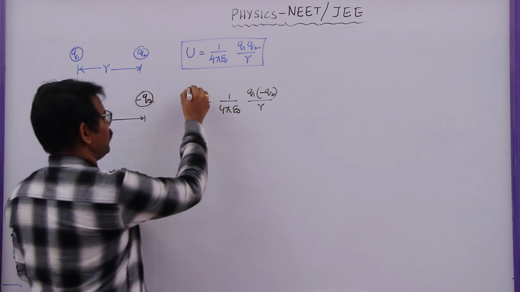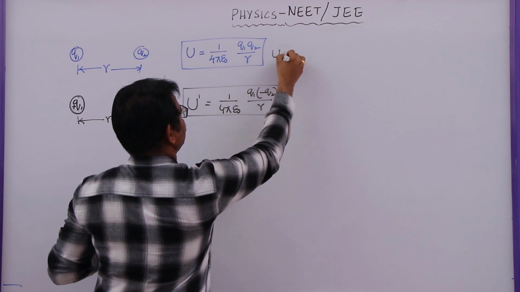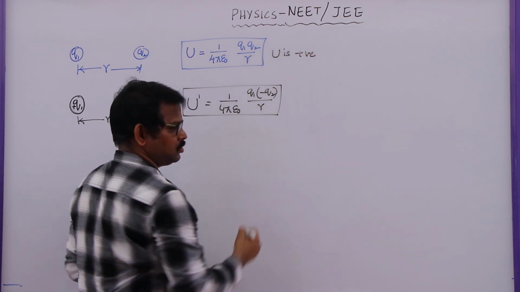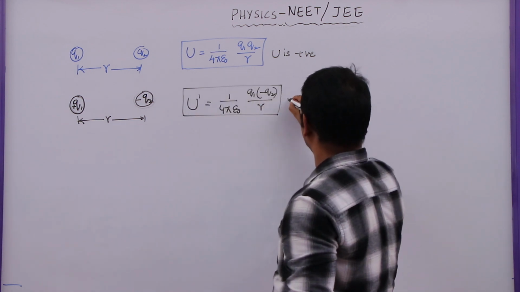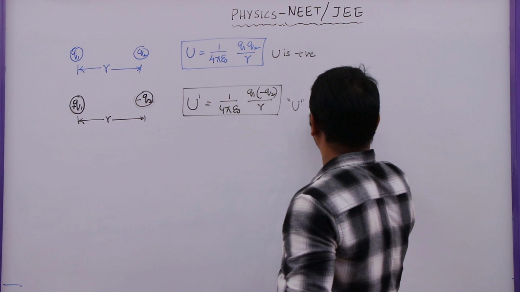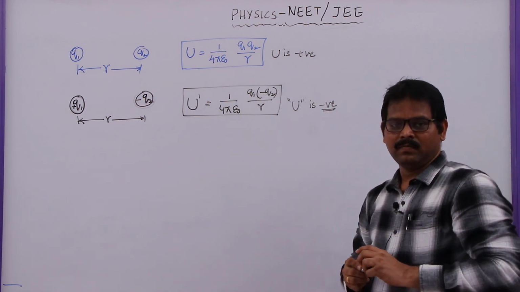If we observe these two equations, here the potential energy is positive, whereas here the potential energy U is negative. What is the meaning of negative potential energy?